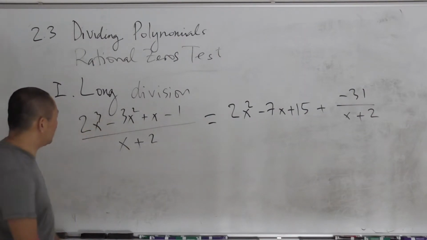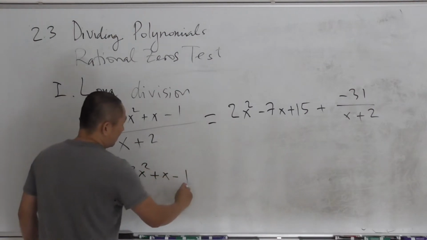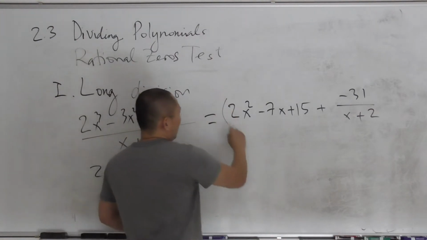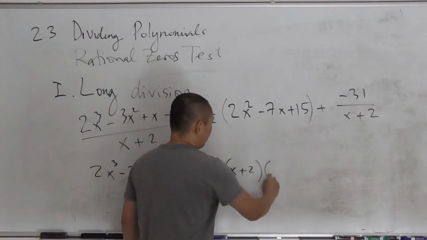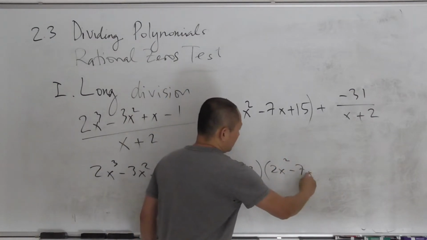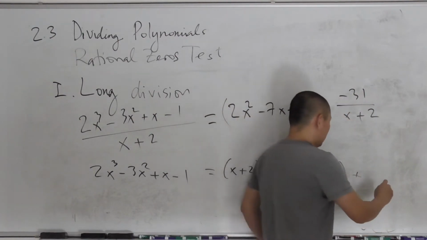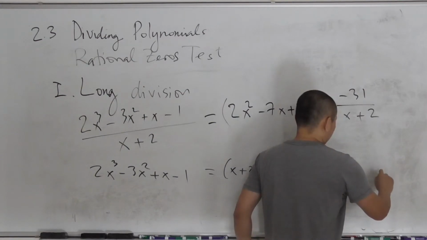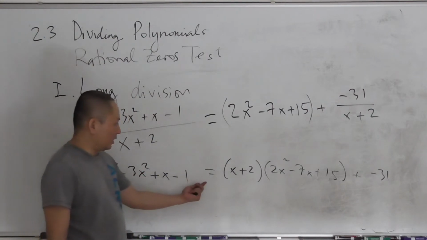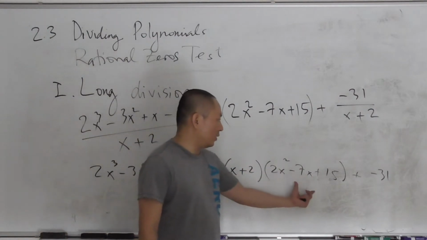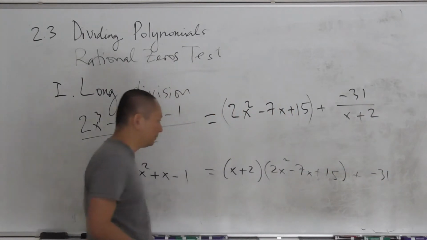Left hand side times x plus 2, I only have 2x cubed minus 3x squared plus x minus 1. Right hand side, the whole quotient right here times x plus 2, we'll have x plus 2 times 2x squared minus 7x plus 15. And then this one right here over x plus 2 times x plus 2, I got plus negative 31. Okay? So the dividend is equal to the divisor times the quotient plus the remainder. Let me just write minus 31.